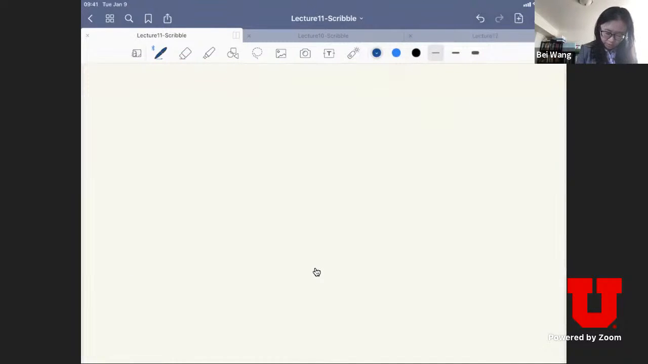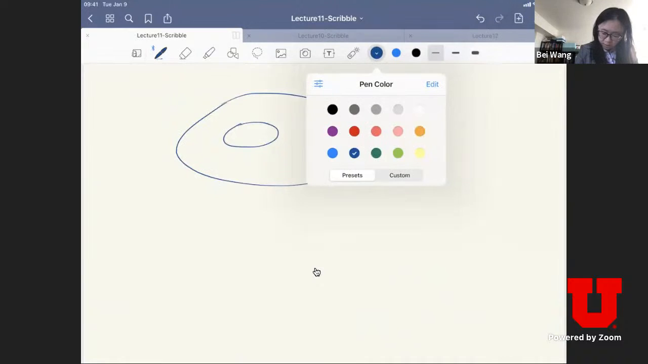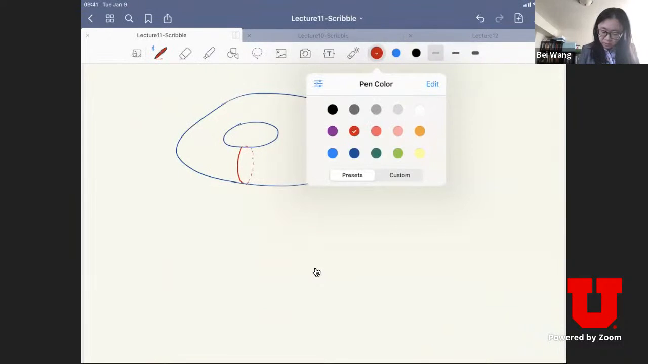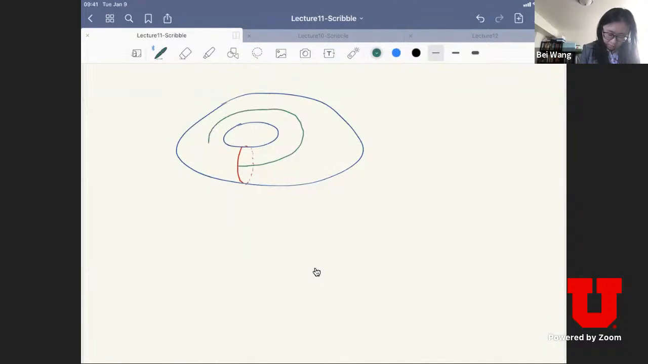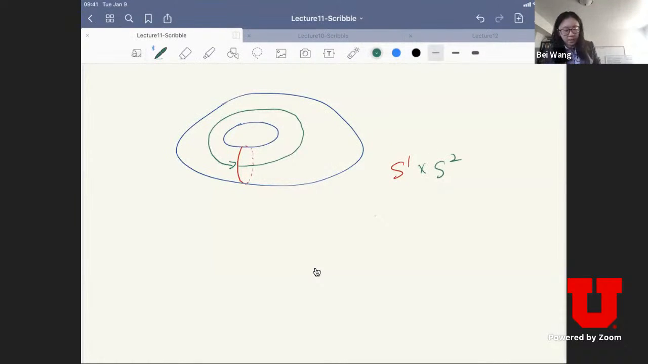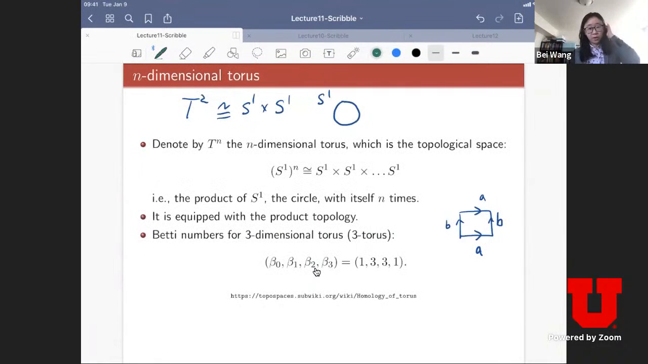If you think about a torus, what it's doing is starting with this loop, and then you move this loop along a separate loop. If you move this loop along this green path, it will trace out the entire surface of my torus. This is what you get when you do the product of these two.